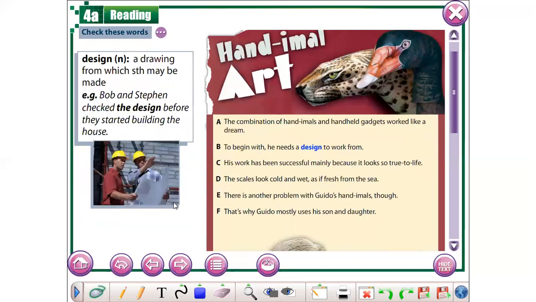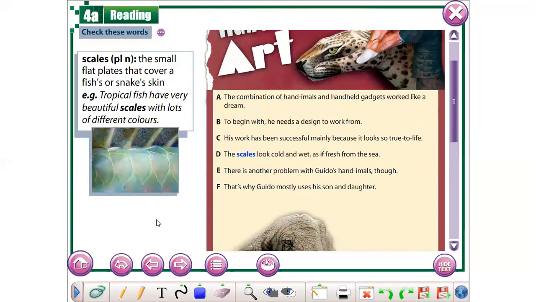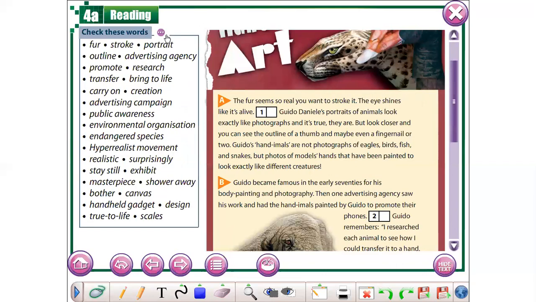Design: a drawing from which something may be made. Design, diseño. True to life: representing things as they actually are. Scales: small flat plates that cover a fish or snake's skin. Scale, escamas. Okay. So let's go to the next part.